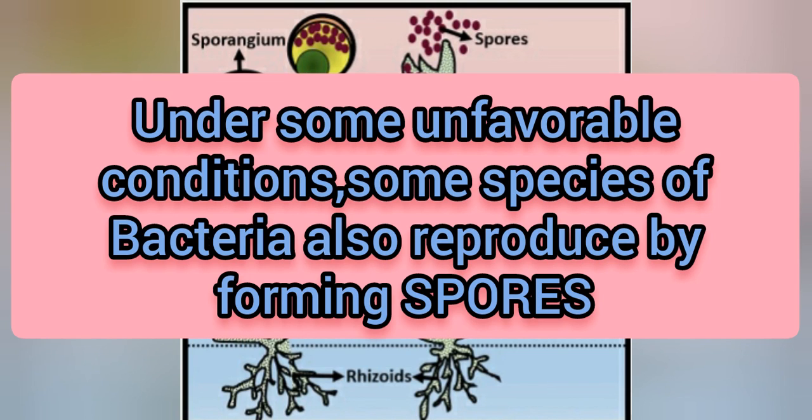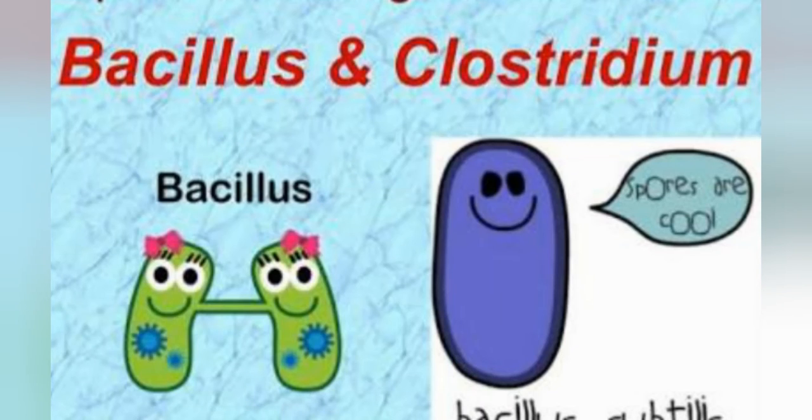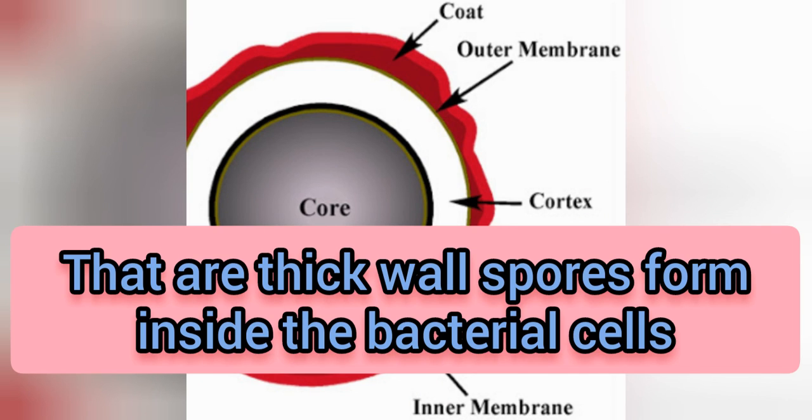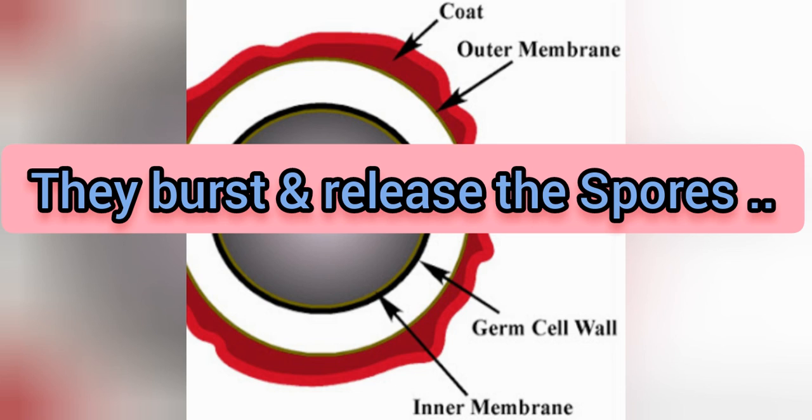Under some unfavorable conditions, some species of bacteria also reproduce by forming spores. For example, it is the case in Clostridium and Bacillus species. They form endospores, that are thick-walled spores that form inside the bacterial cells. They burst and then release the spores. Those are the types of asexual reproduction.